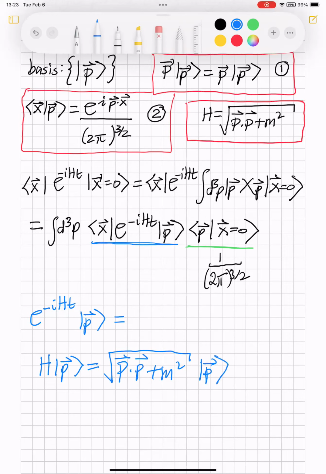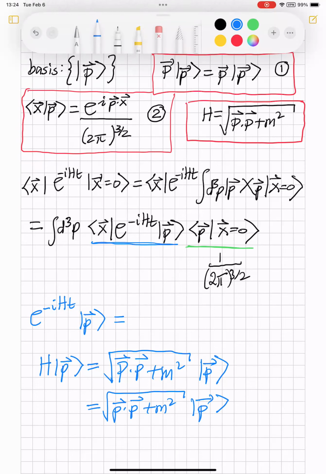And the rule that should be familiar to you from your quantum mechanics course is that if you have a non-trivial function of an operator acting on an eigenstate, the eigenvalue gets plugged in for the operator. So this would be equal to p dot p plus m squared on p.